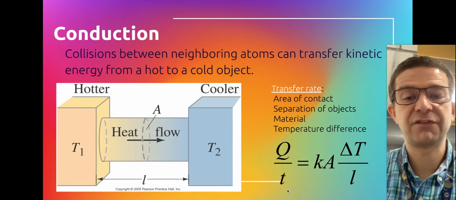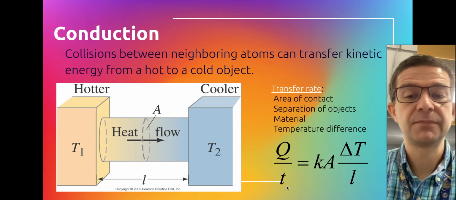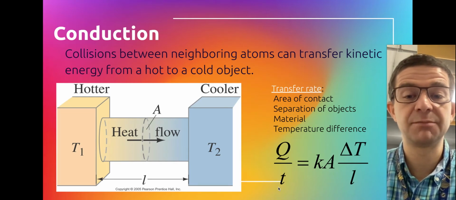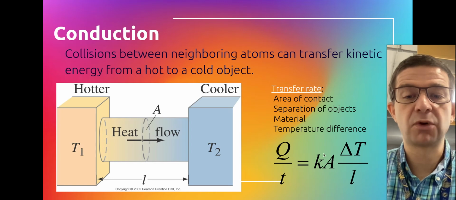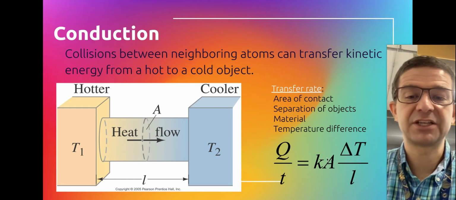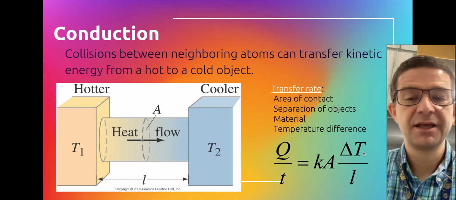So modeling this is a little tricky, but when you do, the model that works well is that the rate of transfer of heat, Q over T, or the heating power, because that's energy per unit time, is proportional to, so we have a constant of proportionality that has to do with the material that makes up that bridge. The heat is proportional to cross-sectional area, inversely proportional to the separation, and proportional to the difference in temperature.